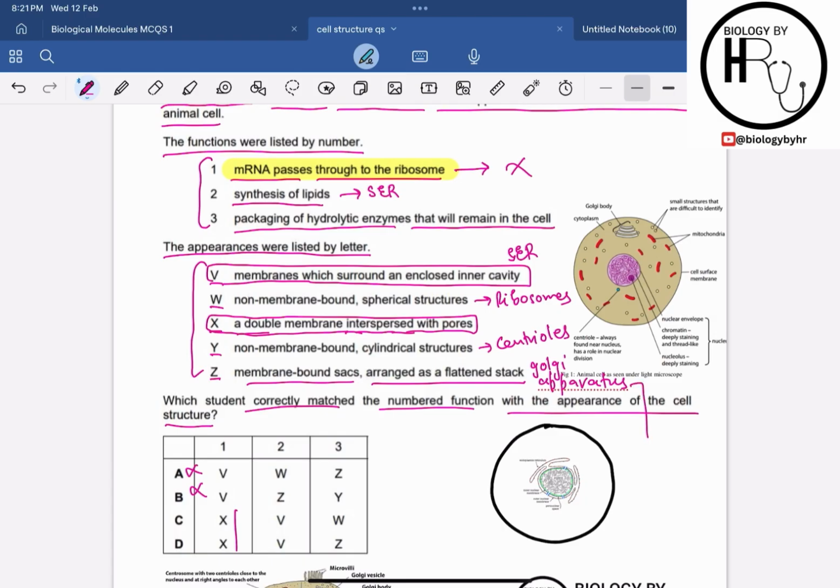We know the function of the Golgi apparatus is the collection, packaging of the protein, and modification, right? These are the functions of the Golgi body. They pack the hydrolytic enzymes as well, they pack the protein as well, and proteins are the enzymes. So the packaging of the hydrolytic enzymes is done by the Golgi apparatus. So 3 is basically Z over here, and 2, I told you, is V. So 2 is V and 3 is Z. Hence the correct answer over here is option D, right?